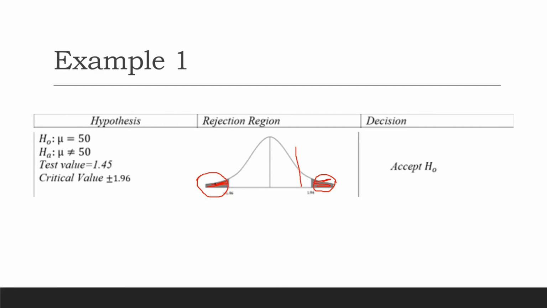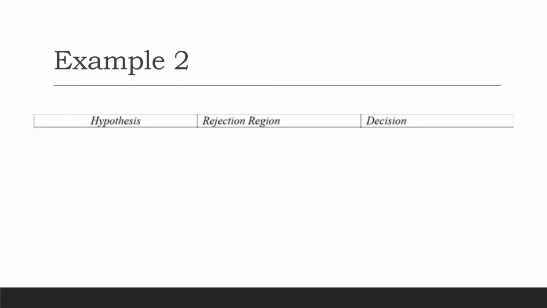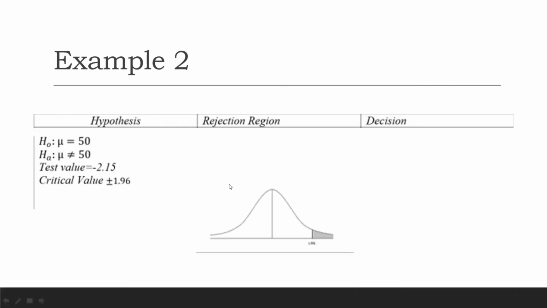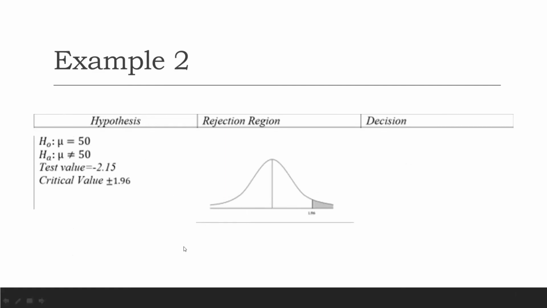So, let's have another example. Example number 2. The hypothesis is, the null is equal to 50, and the alternative is not equal to 50. The critical value is positive and negative 1.96. Let's say both regions yan. Meron tayo ditong, ayan, sa two-tailed. This is a negative 1.96.